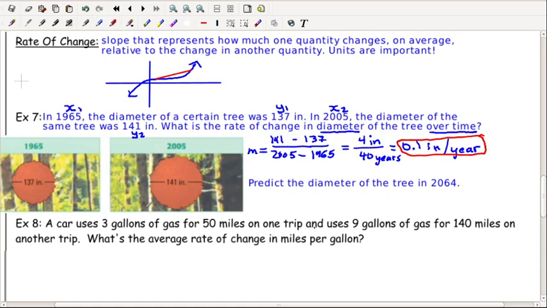With that information then, they tell us, predict the diameter of the tree in 2064. So 2064, a lot of time has passed. From 2005 to 2064, how many years would that be? Well, to find that out, I would go 2064 minus 2005.